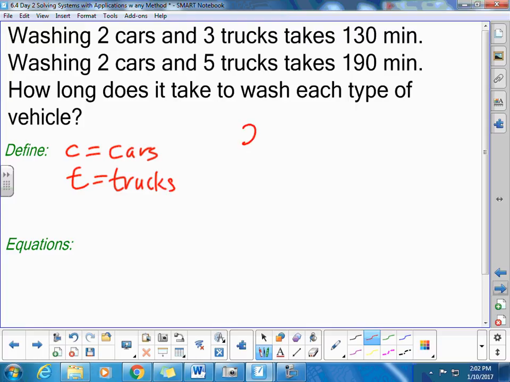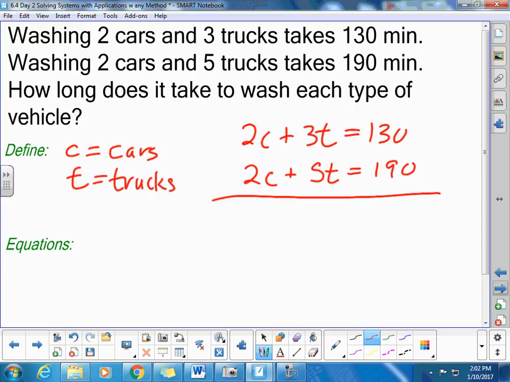So 2 cars and 3 trucks is 130 minutes. I also have 2 cars and 5 trucks is 190 minutes. So if I just multiply through the second equation by a negative 1, remember that just changes every single sign. If it's positive, it becomes negative. If it's negative, it becomes positive. And I get, my C's cancel out.